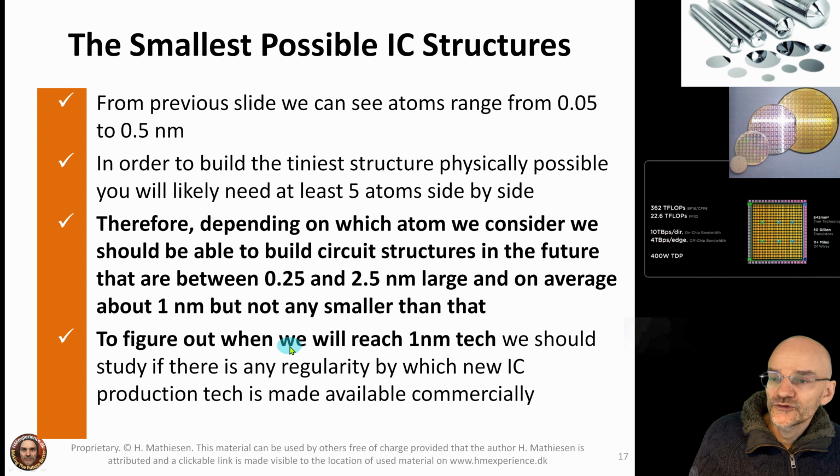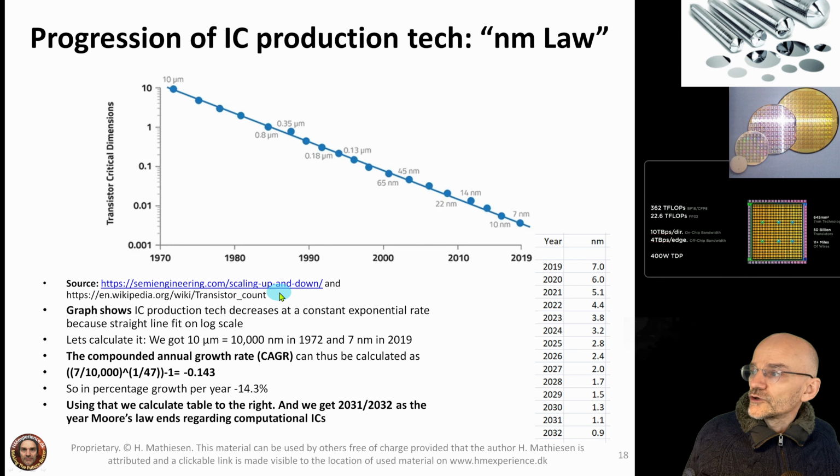So then we have to figure out when we will reach this 1 nanometer tech, and we should also study if there's any regularity. As the years have gone by, our ability to produce steadily smaller stuff on these ICs has progressed. So is there a regularity for that? And that will be the next slide. Okay, so this is the next slide here.